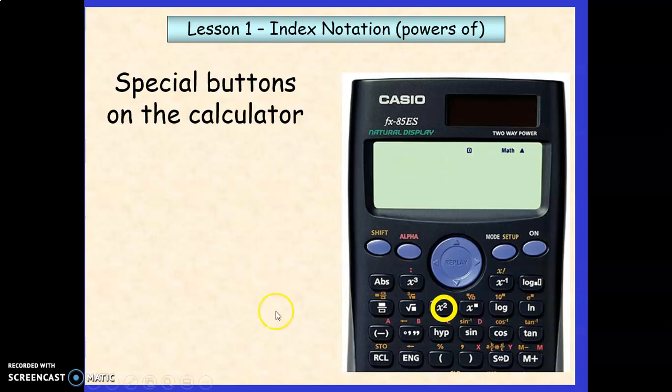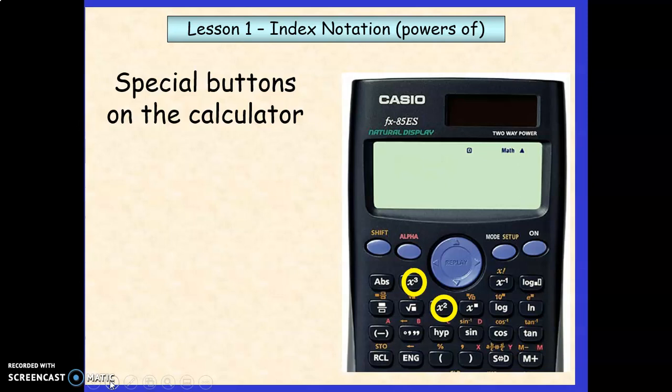If I wanted to cube a number, remember cubed is to the power of 3. Have a look, can you guess which one it is? It's that one there, right? So it's the exact same button, just the power has changed to a 3 this time. So if I wanted to do 2 cubed onto my calculator, I'd press the number 2 followed by the cube button, and I should get the answer of 8.